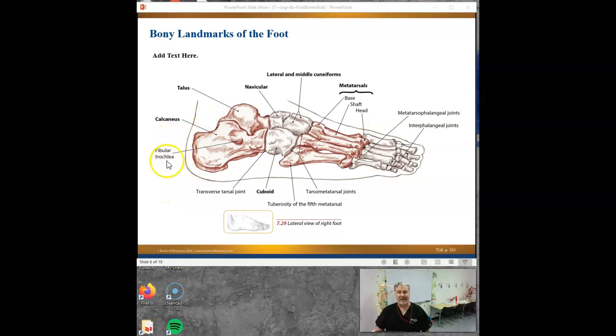Anyway, we'll learn about the fibular trochlea, which is where the tendon of the fibularis goes around, kind of this pulley thing that I was telling you about. But that's it. I just wanted you to know this tuberosity of the fifth metatarsal is a bump that's supposed to be there, and just be aware when you're rubbing somebody's foot that it's not a knot. All that good stuff.